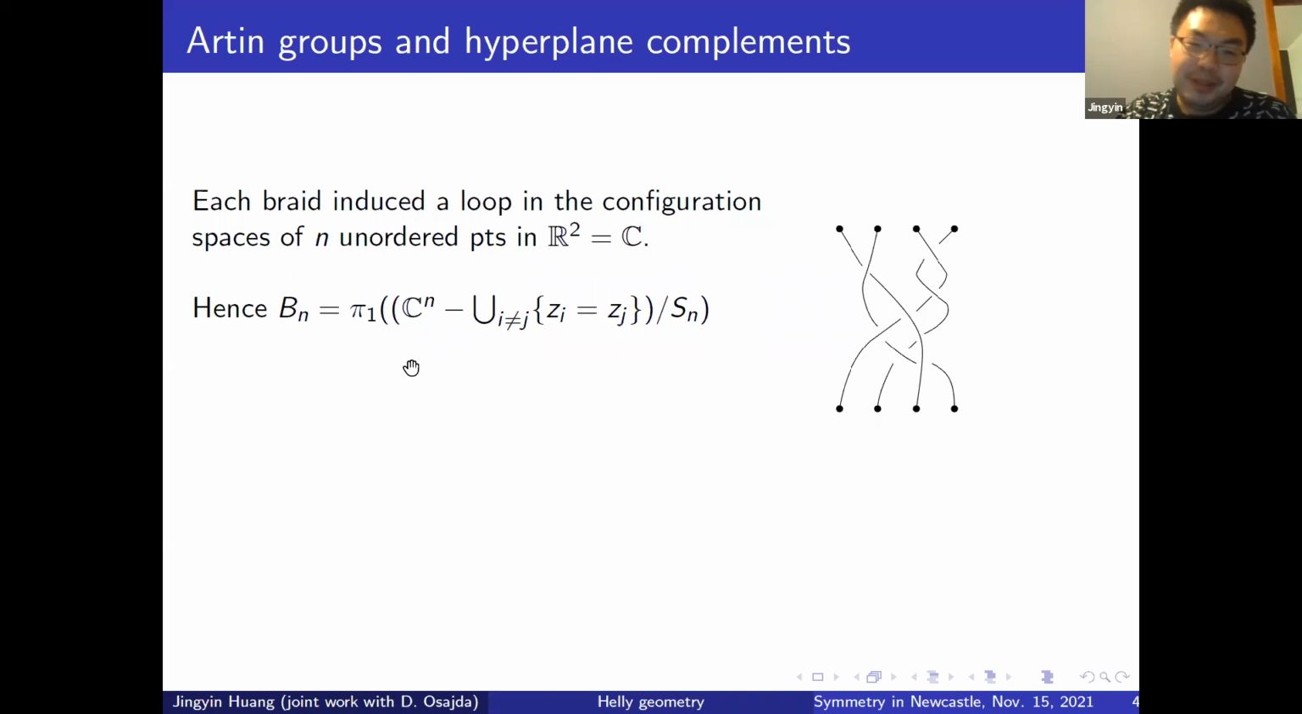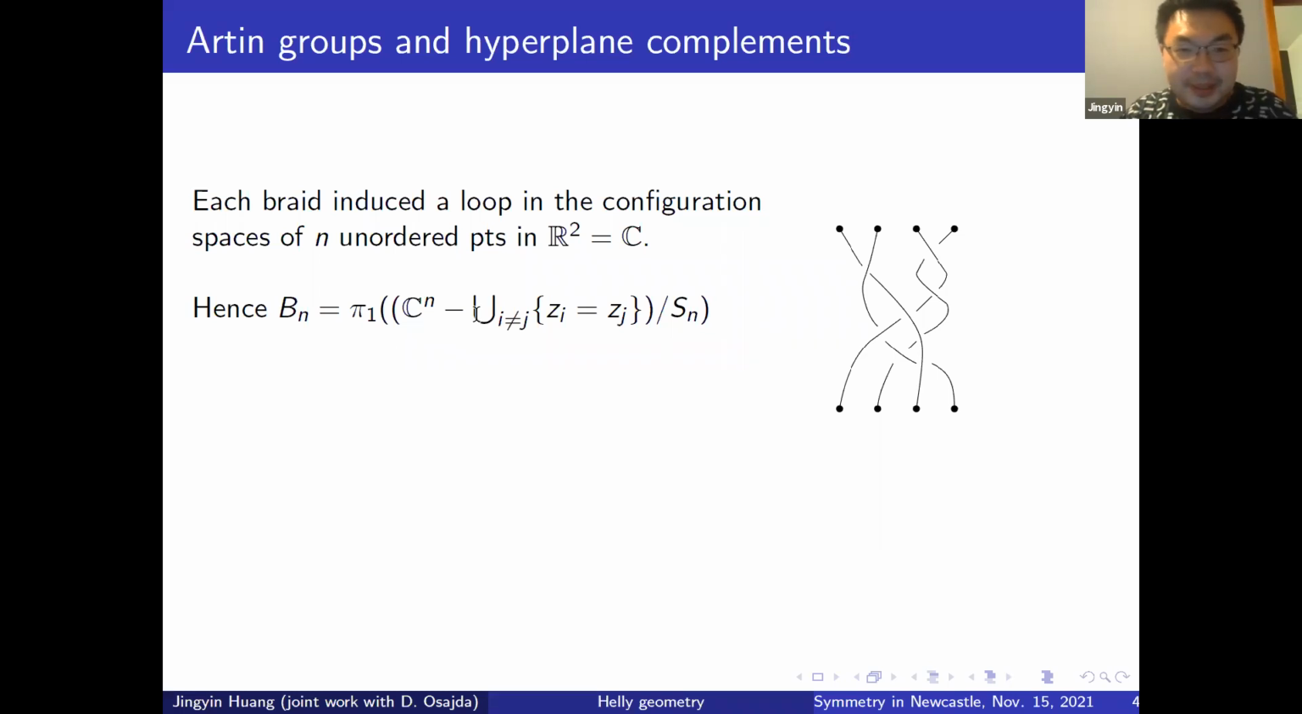More precisely, we can write down the following space. I start with Cn, and then first I look at the space of n distinct points in C. That basically means I have to remove all these hyperplanes zi equal to zj. This gives us the space of n distinct points in C. And then I have to mod out the action of Sn, the symmetry group on n points. Then that will give me the configuration space of n unordered points. And then the braid group is the fundamental group of this space.